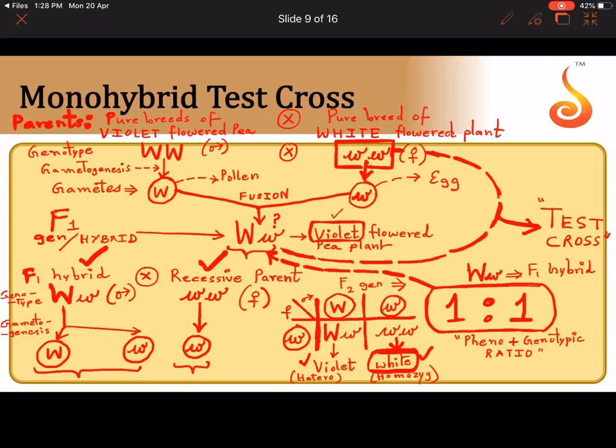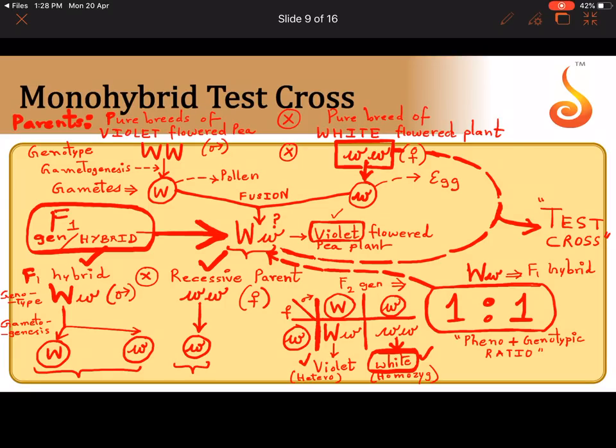Then what is your conclusion? Which one's genotype you didn't know? You knew the F1 hybrid was violet, but you didn't know whether it was capital W, capital W. Please give focus to F1 hybrid here. You knew that this F1 hybrid was violet, but you did not know whether it was homozygous or heterozygous. Now because you got a ratio of 1:1, you know that it is capital W, small w.